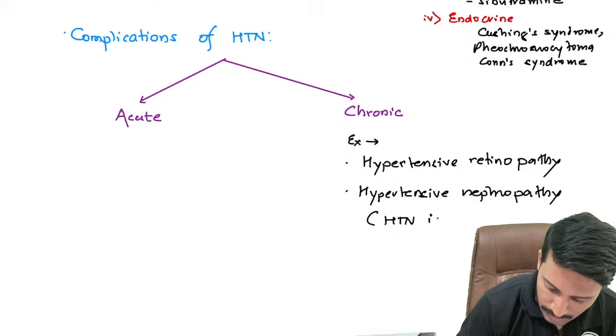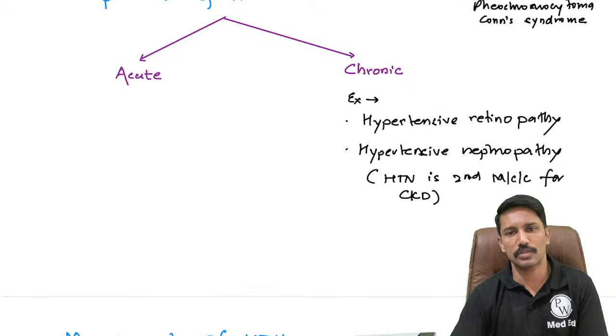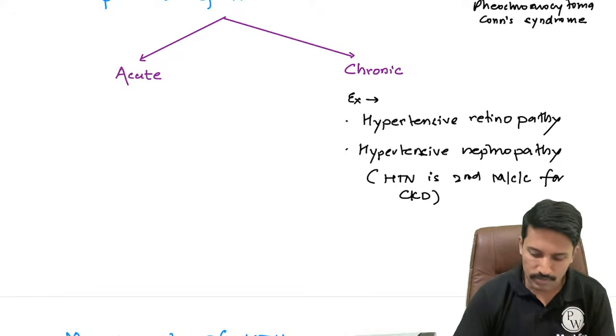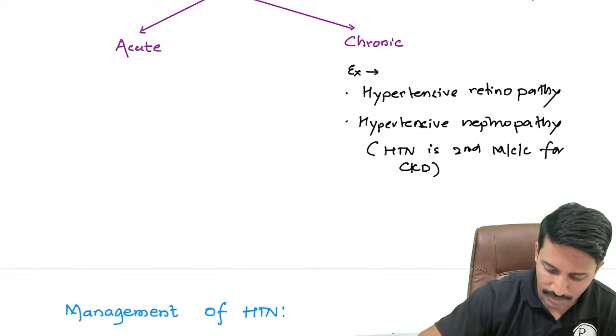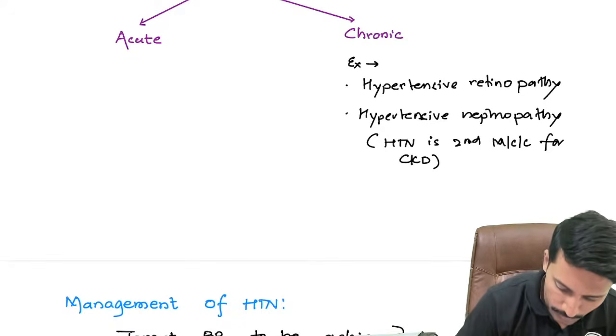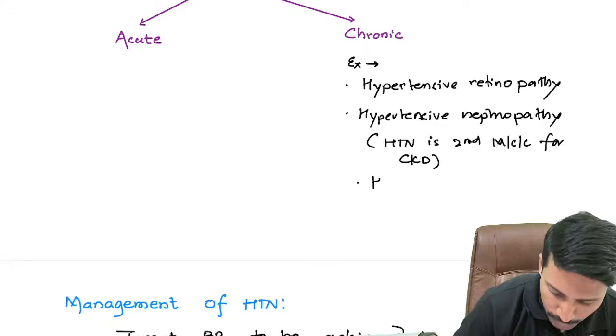Hypertension is the second most common cause for CKD. Diabetes is the most common. Diabetic nephropathy is the most common cause for chronic kidney disease, and hypertension is the second most common cause. Okay. What else can hypertension affect? Retinopathy, nephropathy. Okay. What chronically? It can also cause heart failure.